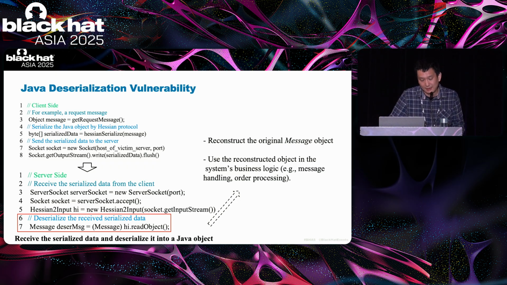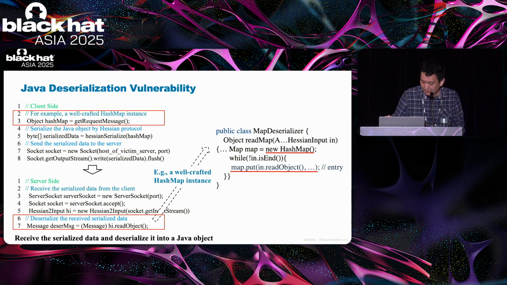So anything being sent from the client side to the server side is going to be involved in this object. But there's a problem. The problem is that this is an object, so it may contain some functions, some methods as well. During this process, what an attacker can do is carefully craft a hash map. For example, here is a hash map instance.